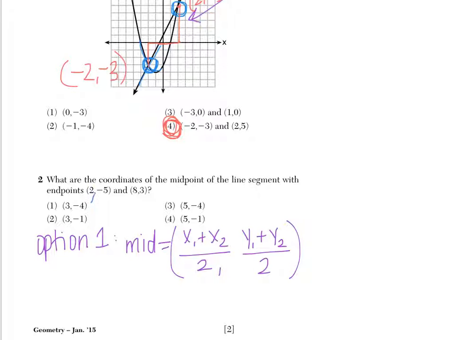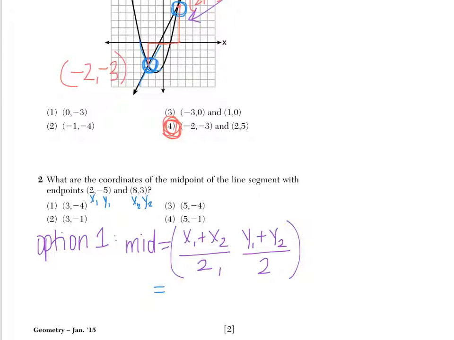So I'm going to take a second to label my given coordinates as x1, y1, and x2, y2, so then I can just simply plug it in. Unfortunately, this formula is not given to you. The midpoint formula is something that you would have to memorize, but I'll give you a second option that might make things a little bit easier if you don't memorize the formula.